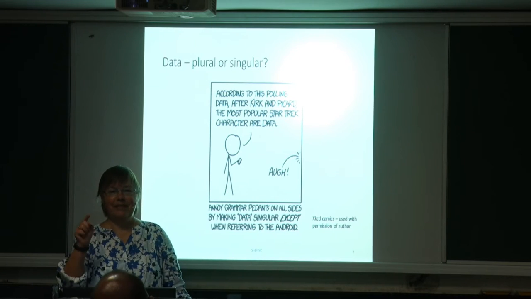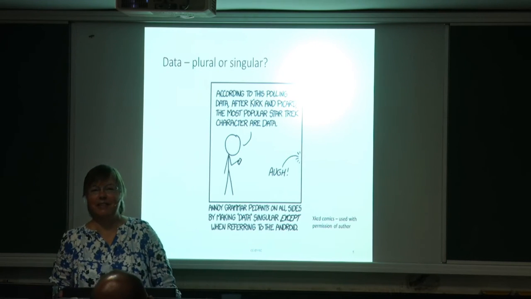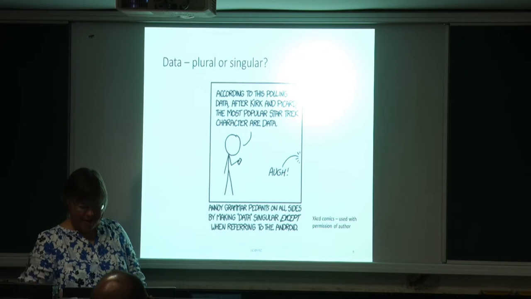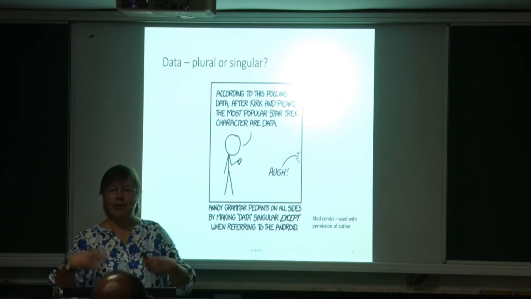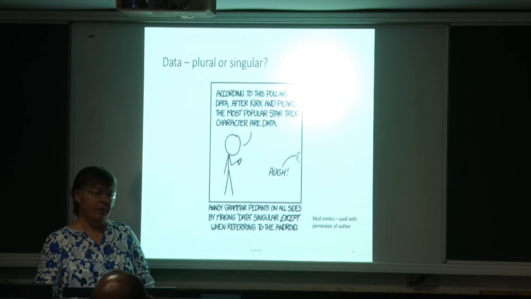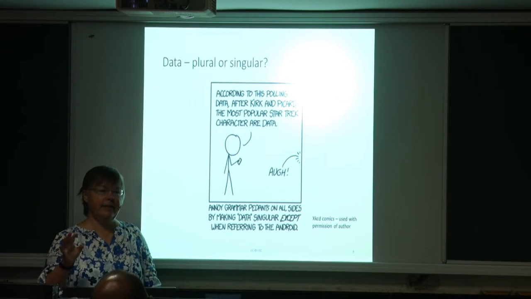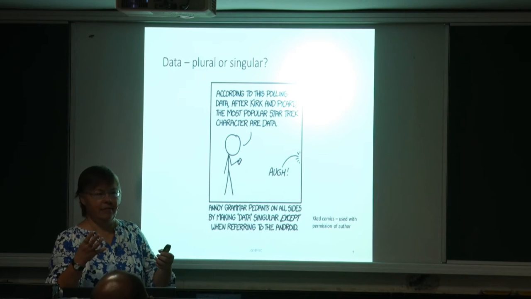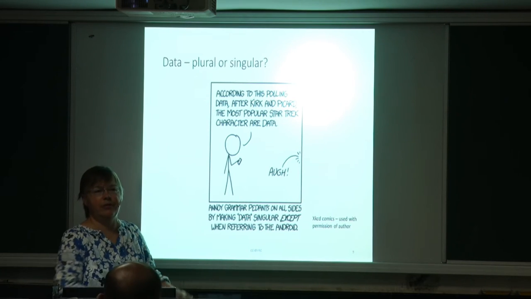Neutral? Is "data" singular or plural, end of sentence? What do you think? Okay, you'll hear it both ways. It's becoming common to use both ways. My personal opinion is people say "data is" when they don't know what the data is. They're just talking about data in the abstract.